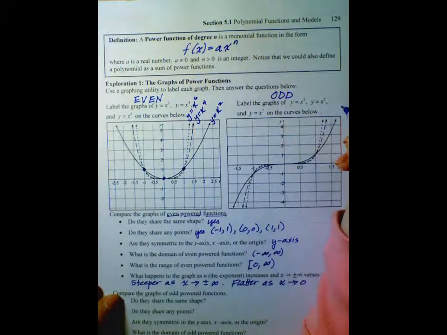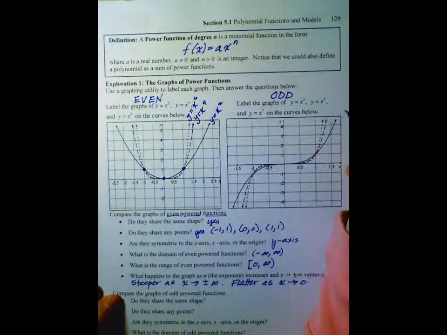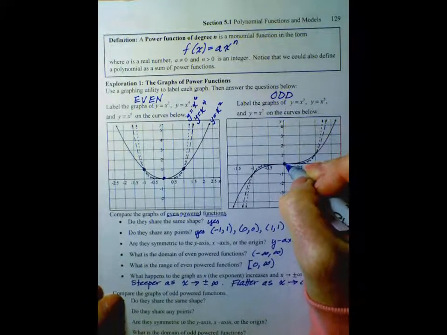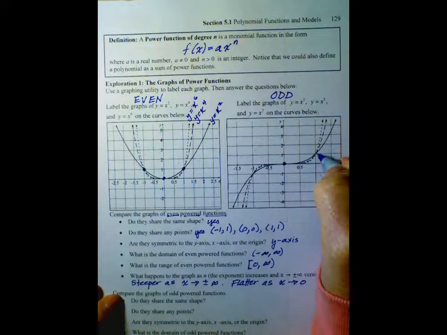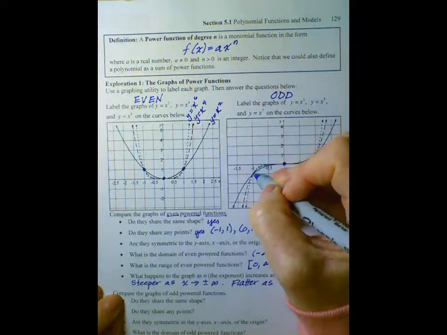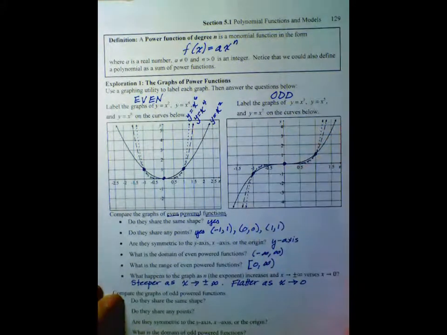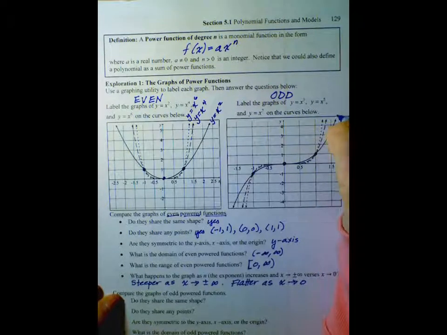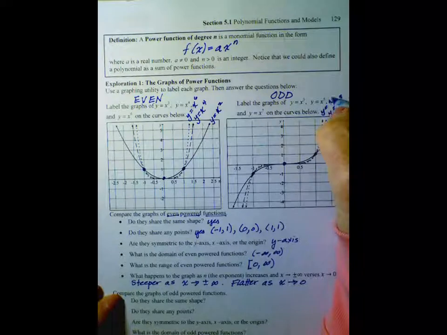Okay, now let's label our cubic functions, and what we'll find is that we again share (0, 0), (1, 1), and (-1, -1). They all go through those points, and then things change after that, right? So what we find is that the solid one is our y equals x cubed. Then we have y equals x to the 5th, and then y equals x to the 7th.